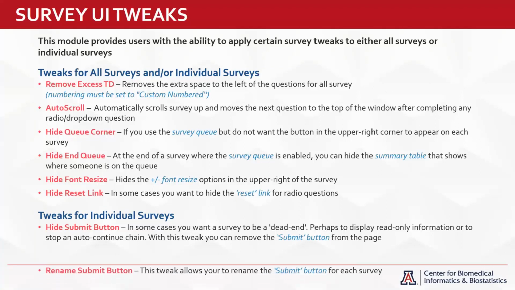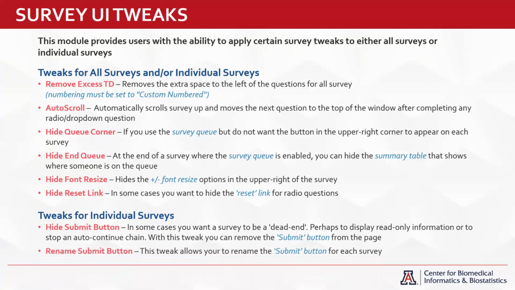And then finally, you can rename the submit button. So instead of having it say submit, if you have 3 or 4 surveys in a row, you could change the submit button for each of those first 3 to say something like next survey, and then the last one is submit. That way you walk your users through the survey chain and they know that there's another survey coming up as opposed to just saying submit.